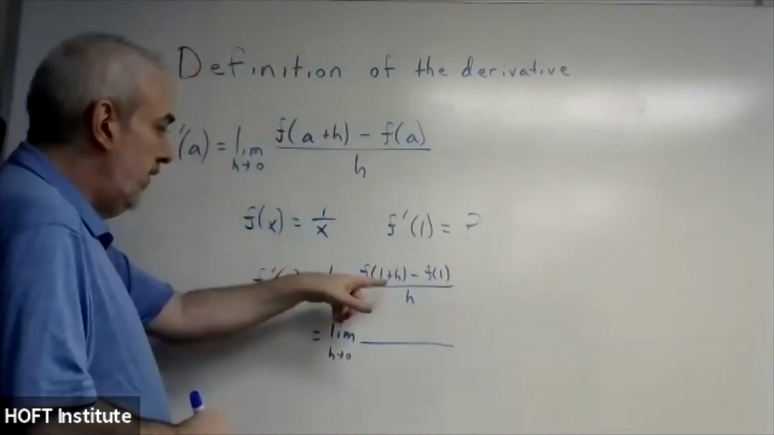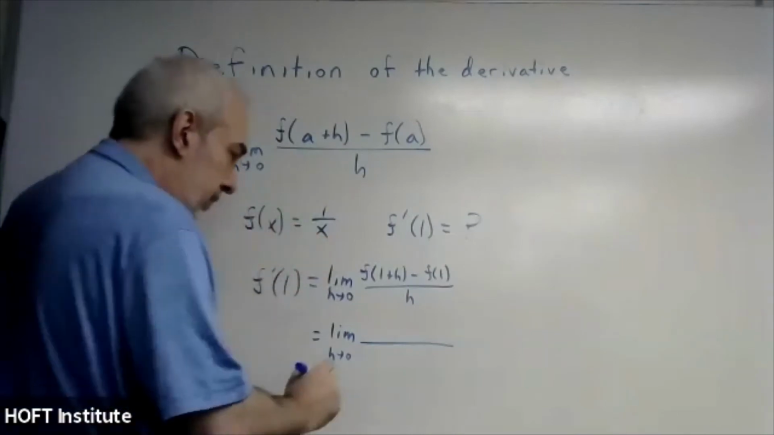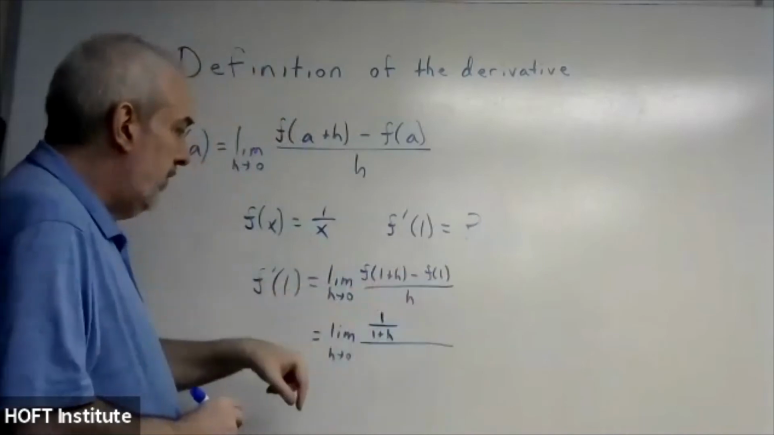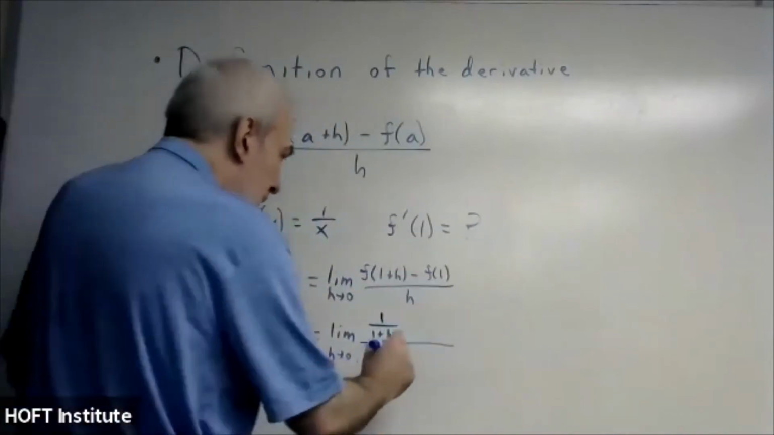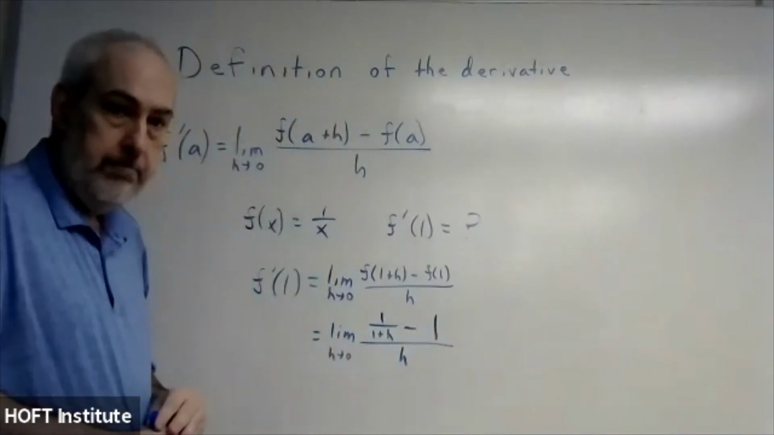Now, using our definition of f, f of 1 plus h is what you get when you plug 1 plus h in for x. So you have 1 over 1 plus h, and then minus f of 1, and if you plug in 1, you just get 1. So minus 1, and then all over h.